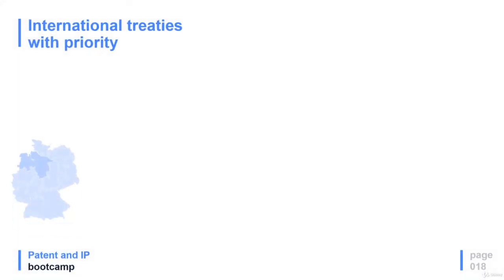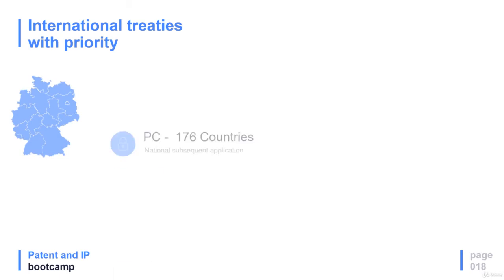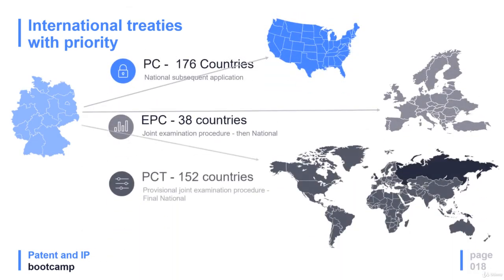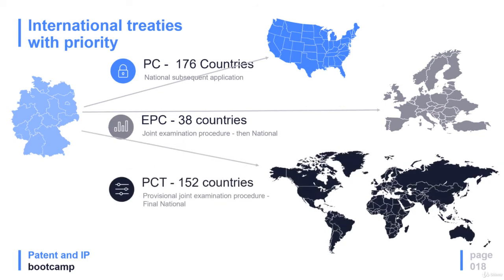There we talk about some international treaties that make it possible that you get further protection in other countries as well. And we have a look at the different possibilities to extend the protection, and we will also discuss an example on when it makes sense to use which application.